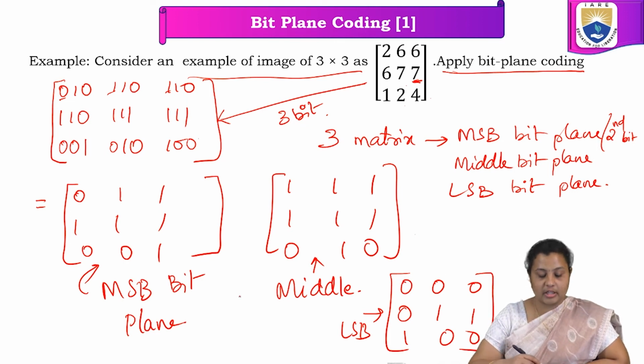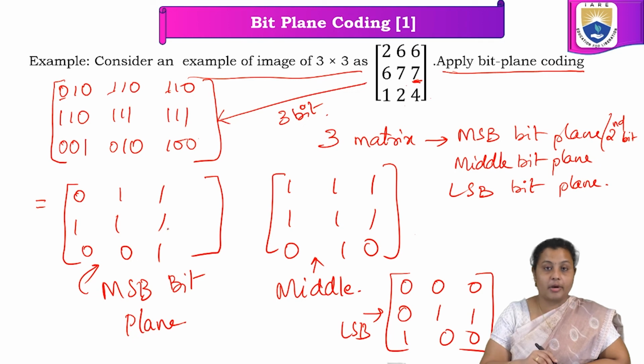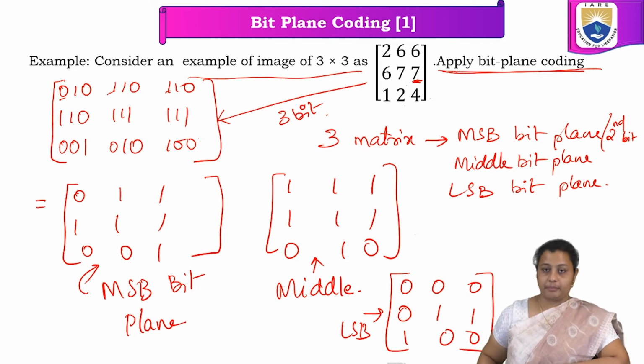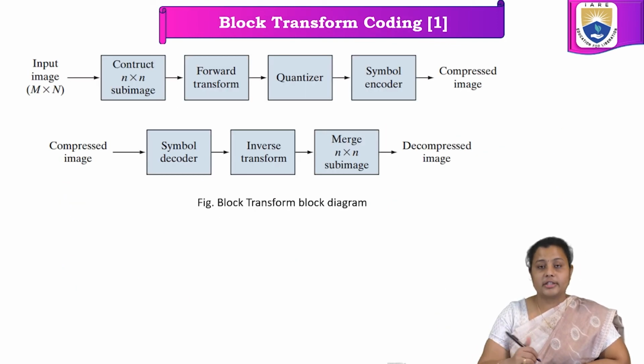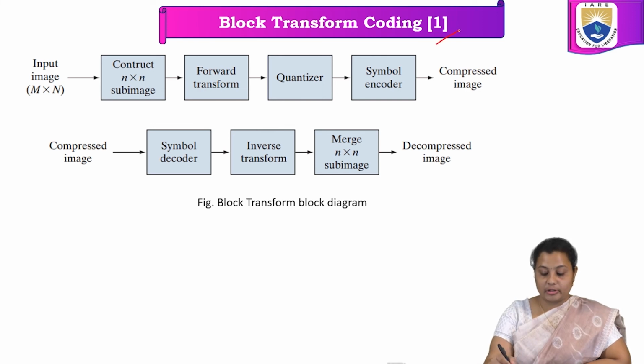Now we can apply the RLC coding by counting the number of vectors that exist here, and we can try to calculate the total number of bits required to represent our image. So that is how we apply the bit plane coding technique. Next we will talk about block transform coding.